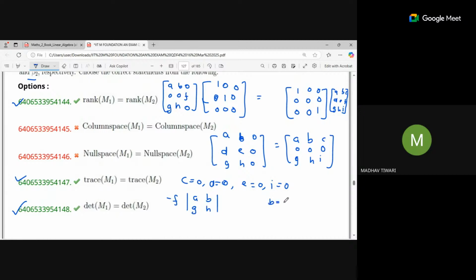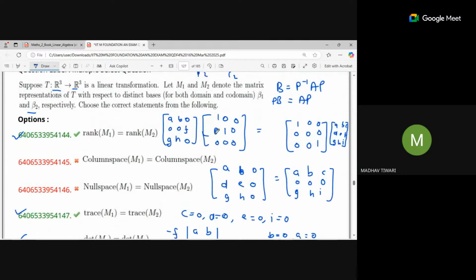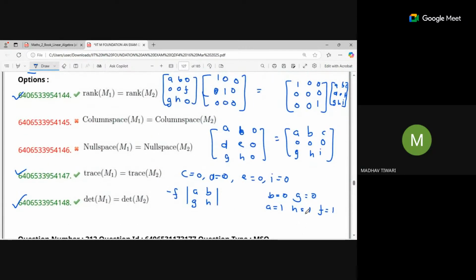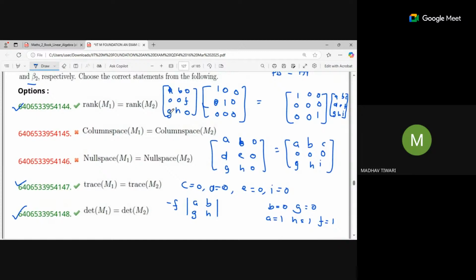So I can put easy values. B is equal to 0 and G is equal to 0. Okay, B and G 0 and A equals 1, H is equal to 1 and F is equal to 1. You can see that I got a matrix whose determinant is non-zero and I can write it like this. It will satisfy this condition. Okay. My matrix will be A, B, H, if I put 1 here, 1 here, 1 here, 1 here, and 1 here. Sorry, this is 0. G is 0. Okay. G is 0 and it is 1, 1, 1.